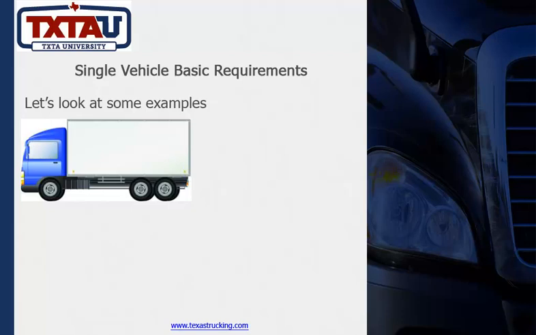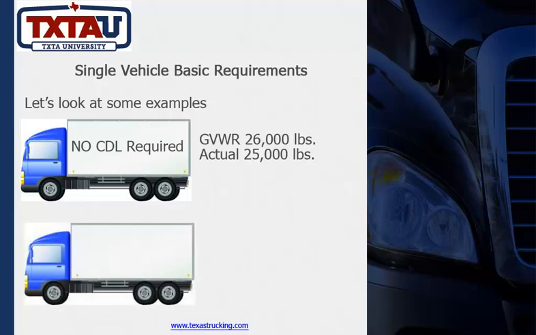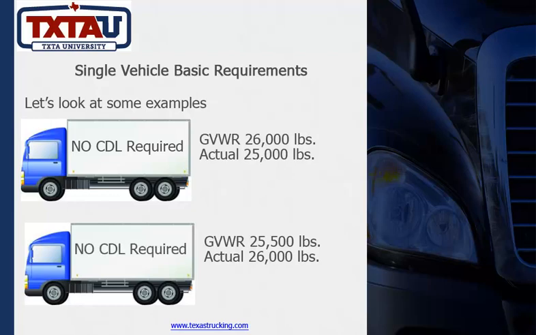This truck has a GVWR of 26,000 pounds even and an actual weight of 25,000 pounds. Because both values are less than 26,001 pounds, no CDL is required. And in this example, the truck has a GVWR of 25,500 and an actual weight of 26,000 pounds even. Again, since both values are less than 26,001, no CDL is required.